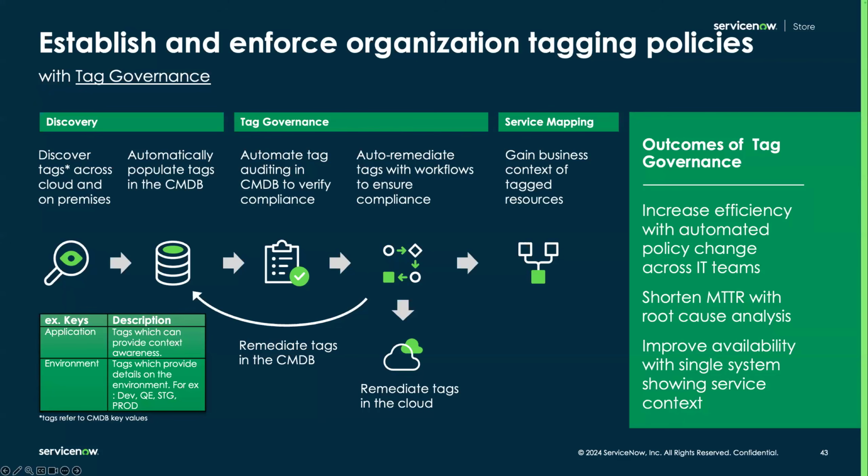It all starts by discovering tags across your cloud and on-prem environments, so you can automatically populate your CMDB. Then tag governance has the automatic auditing of these tags. And either we have the creation of a task so that a user can intervene on all the non-compliant tags, because again, with tag governance, you need to basically insert your tagging policies.